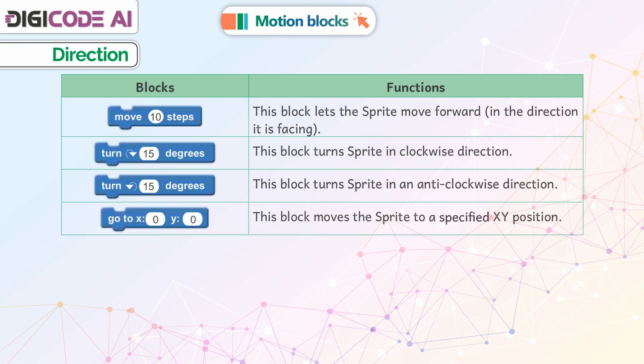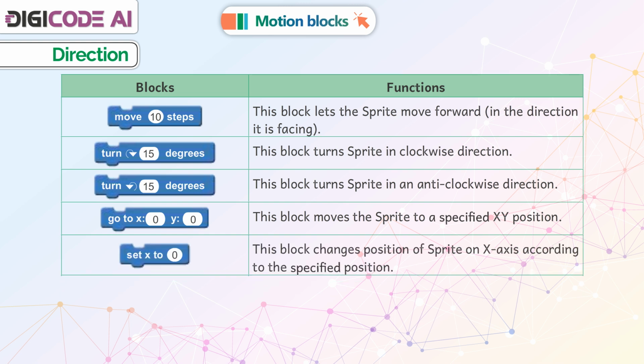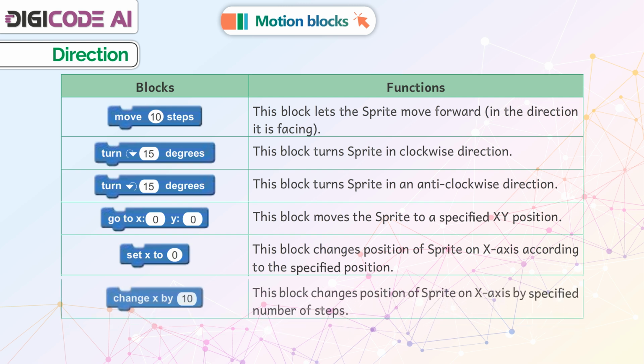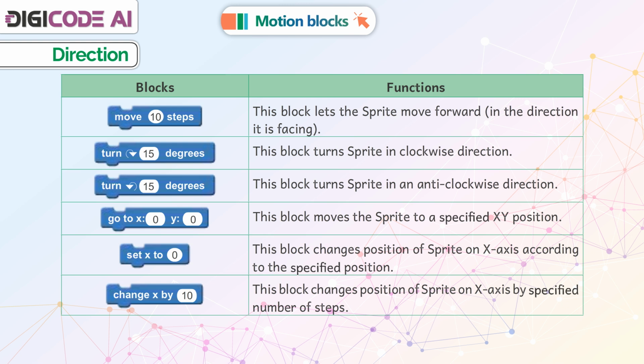Go to x0, y0. This block moves the sprite to a specified x, y position. Set x to 0. This block changes the position of the sprite on the x-axis according to the specified position. Change x by 10. This block changes the position of the sprite on the x-axis by the specified number of steps.